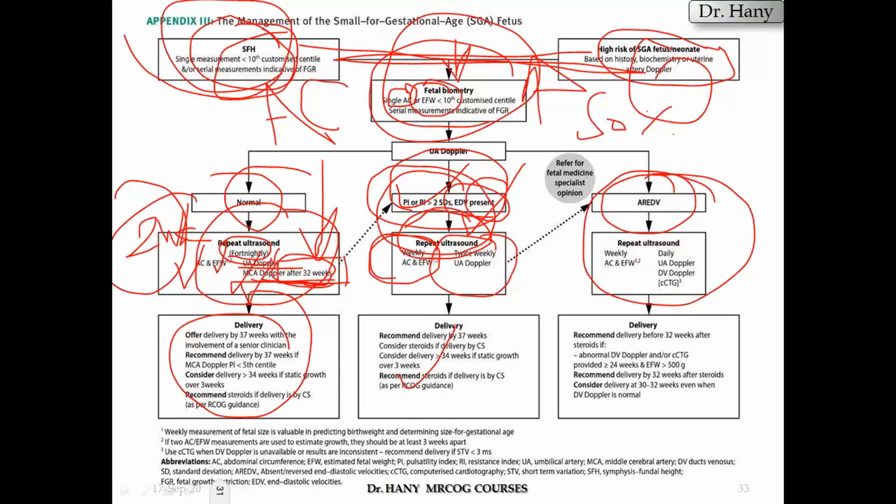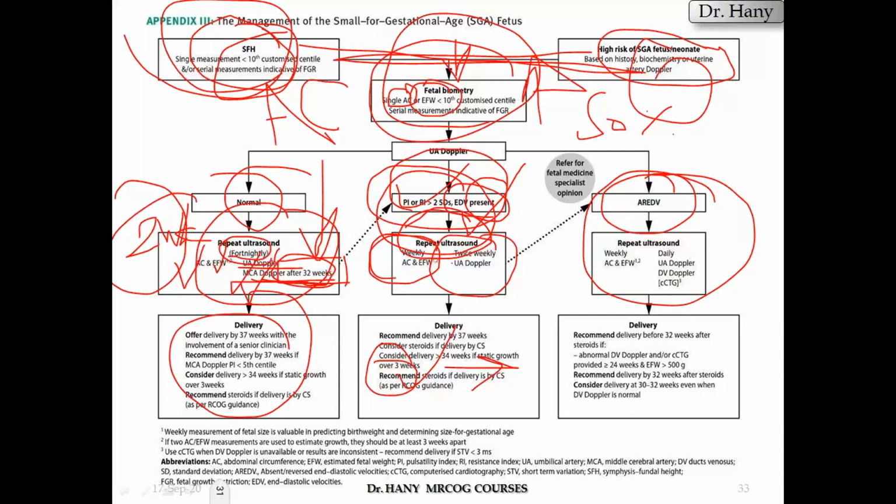Okay? I will do cesarean section if there is static growth or if there is any abnormal middle cerebral artery Doppler after 32 weeks of gestation. So recommend delivery by 37 weeks. Consider steroid if you deliver the baby by cesarean section. If severe IUGR, so the baby cannot tolerate induction of labor, I will go for cesarean section, or static growth. The baby is not growing for 3 weeks. Why 3 weeks? To make a difference in the abdominal circumference and the estimated fetal body weight. If you find that the baby is not gaining weight over 3 weeks, so deliver the baby.